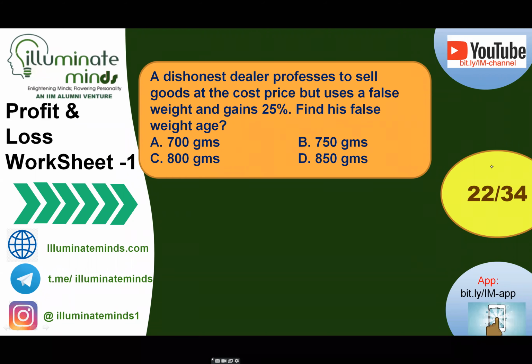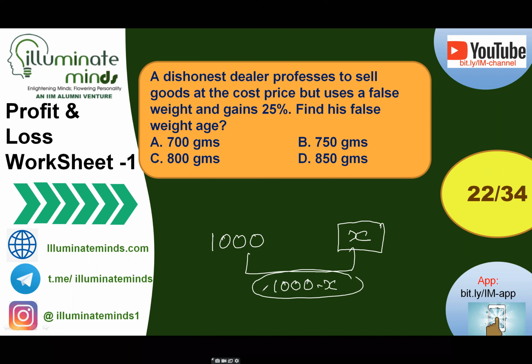A dishonest dealer professes to sell goods at cost price but uses a false weight and gains 25%. Now, this is 1000 and this is X. So the profit that he made is equal to 1000 minus X on selling it at X. So his cost price is equal to X. His profit percentage is 1000 minus X upon X into 100 is equal to 25%, that means 1 by 4.